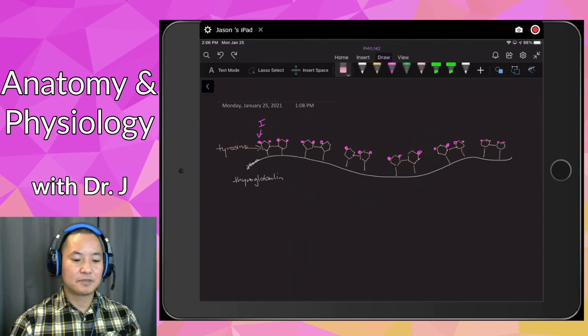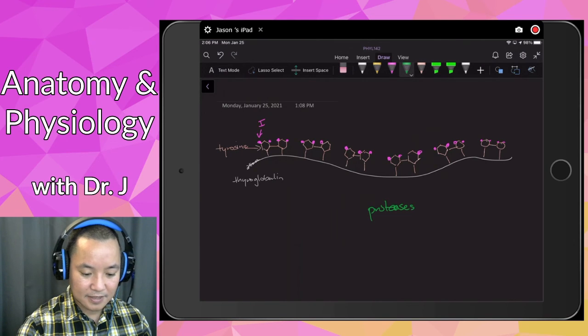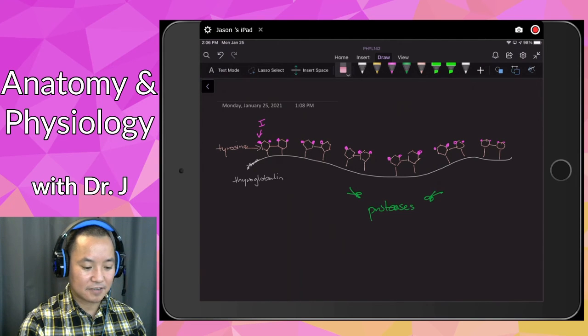So what happens is that when you move this entire thing into the follicle cell, the follicle cell has all these proteases, these enzymes that digest proteins. So these proteases are going to act like little scissors and cut up this thyroglobulin. So this thyroglobulin is now going to be degraded by all these proteases.